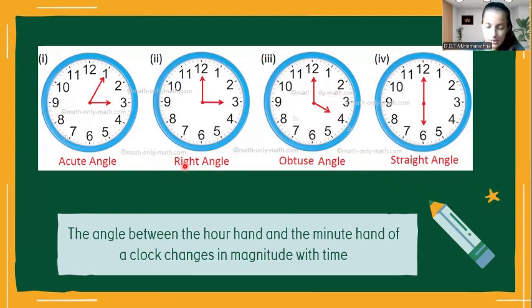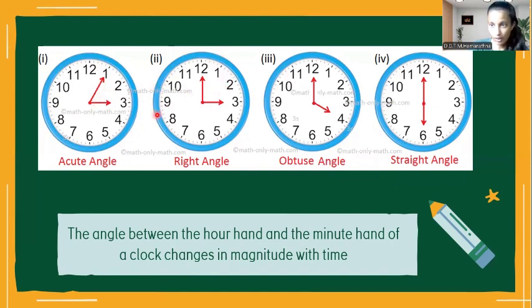In the first picture, between the hour hand and the minute hand, there is an acute angle. You can see it shows the time as 5 past. So, between the hour hand and the minute hand, the angle is an acute angle. But when the time is 3 o'clock, you can see a right angle between the hour hand and the minute hand. So, the acute angle has changed into a right angle here.